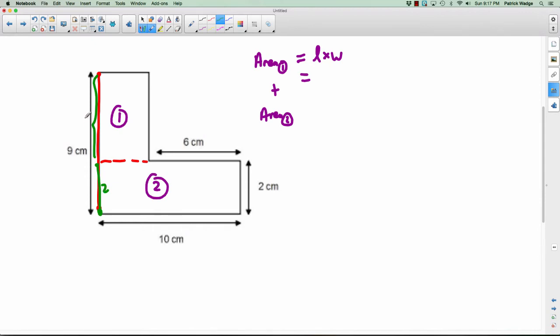This would have to be 7. I know you look at the picture and you're like, there's no way if this is 2, this is 7. Don't go by what it looks like. Go by what the numbers tell you. So this dimension is 7. So we're going to multiply 7 times.